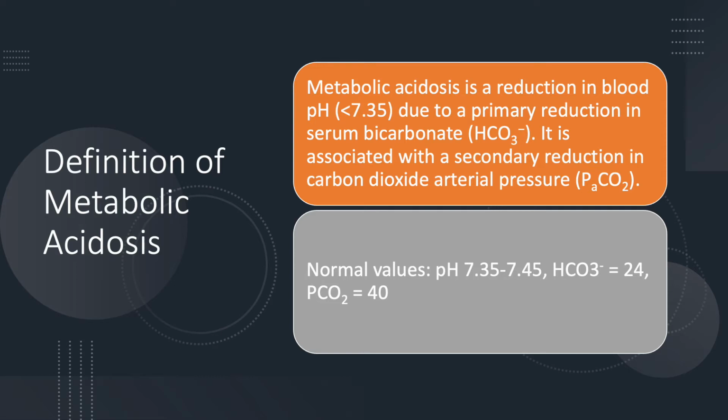Actually, before we even start with step 1, I'm going to remind ourselves of the definition of metabolic acidosis. Metabolic acidosis is a reduction in blood pH, so pH has to be below 7.35. Generally speaking, we'll talk about that some more, due to a reduction in serum bicarbonate, and that is accompanied by a secondary reduction in carbon dioxide arterial pressure, PaCO2. Now, normal values for our discussion: pH 7.4, or between 7.35 and 7.45, that's the normal pH. Bicarbonate 24 and PaCO2 is 40 millimeters of mercury.